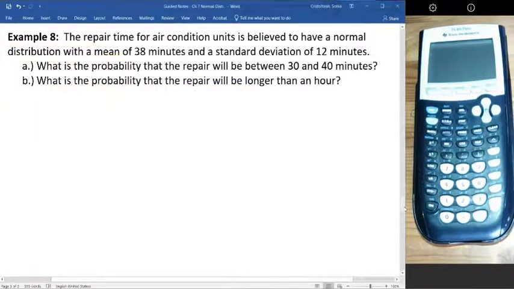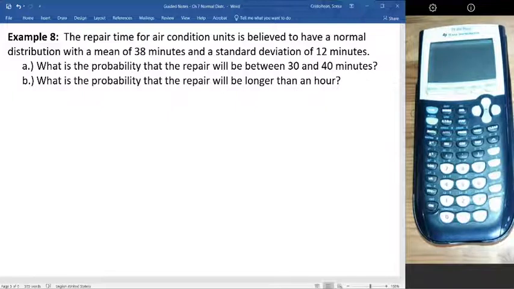So we'll go ahead and solve a couple of problems. The repair time for an air conditioning unit is believed to have a normal distribution with a mean of 38 minutes and a standard deviation of 12 minutes. What is the probability that the repair will be between 30 and 40 minutes? The second question, what is the probability that the repair will be longer than an hour?